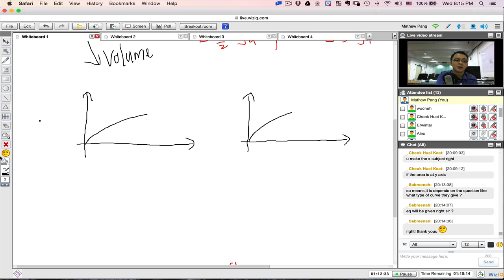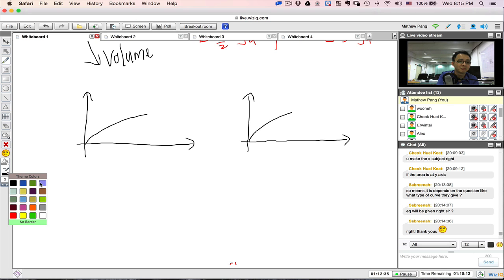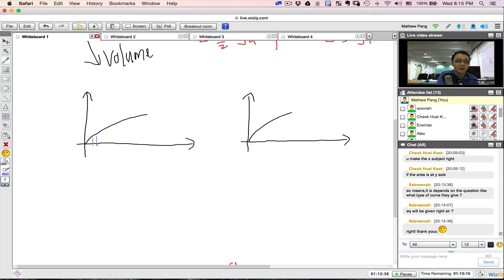Alright, this time I use purple color. This one is like this. Same thing, I have y here, I have x here. Alright. Okay. For volume there are only two choices.